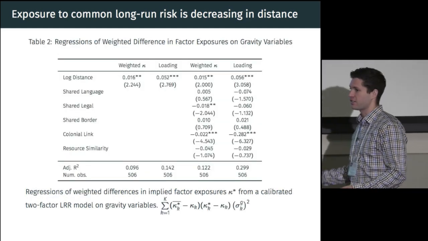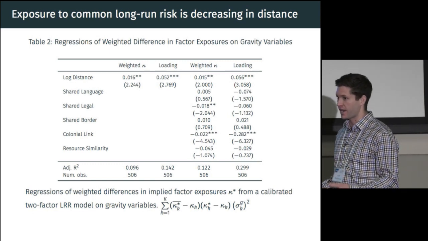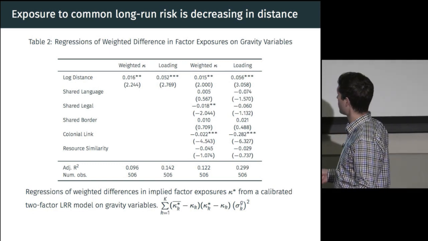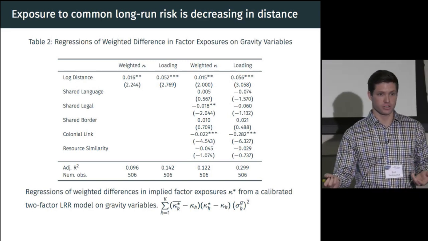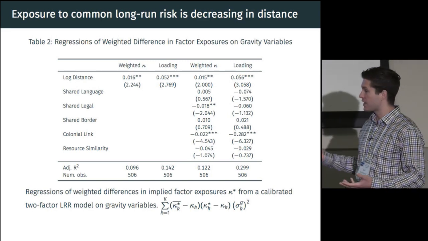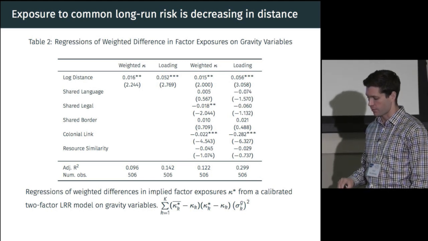And this is indeed the case if you take the correct weighted average of these implied exposures in this long-run risk model and regress them on measures of distance. You see that those measures of distance explain a substantial amount of the implied exposure in these common factor exposures.